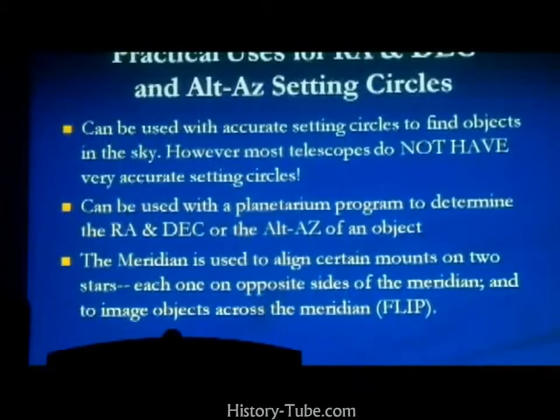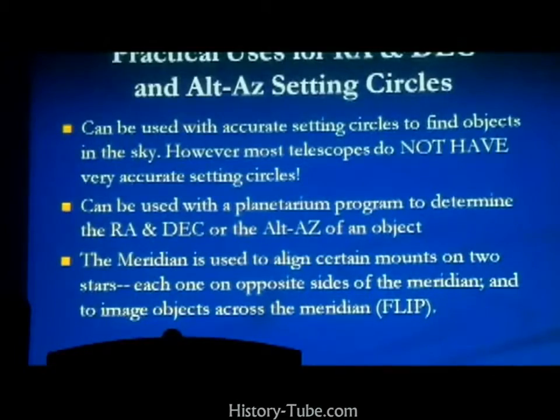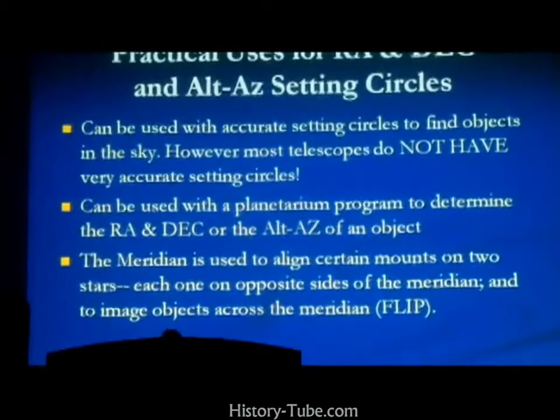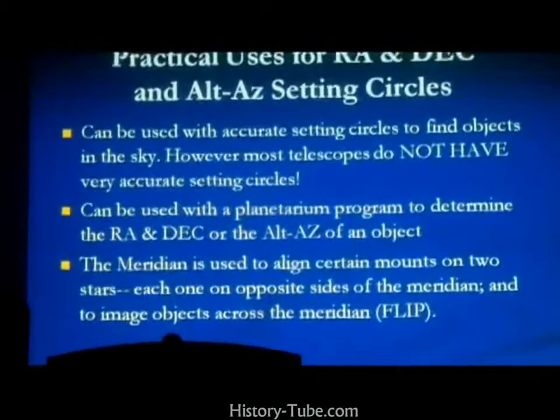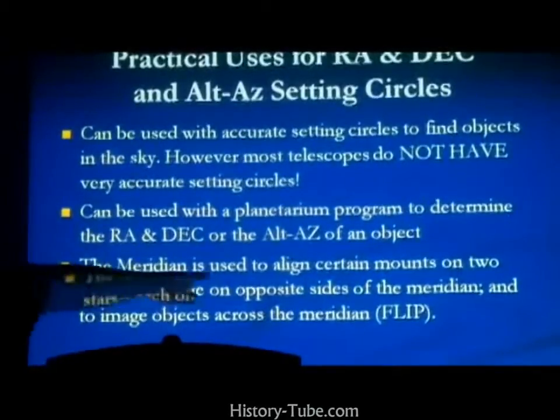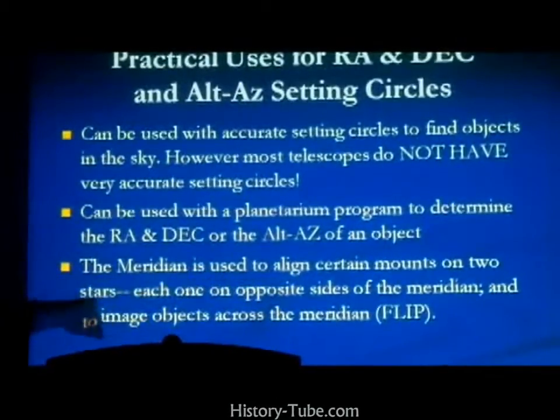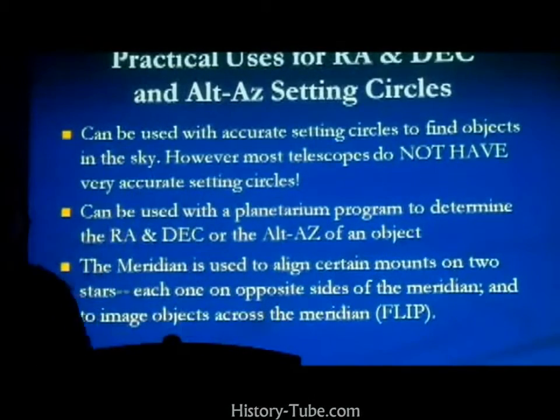Okay. Also, if you've got a computerized telescope, one that automatically finds objects for you, what we call go-to telescopes, and then tracks them in the sky, or even if you have a digital push-to telescope, the meridian is used to align certain mounts on two stars, each one on opposite sides of the meridian, and image objects across the meridian. That's like the flip that we talked about earlier.